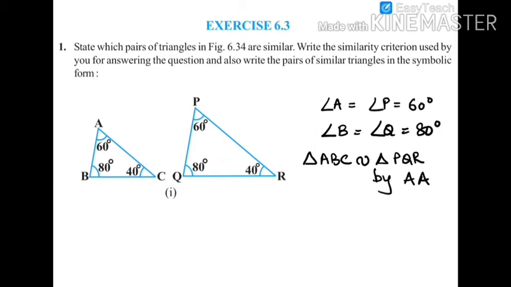Remember to write the correct order of similarity. A corresponds to P, B corresponds to Q and C corresponds to R. So when we write in the symbolic form the similarity for these two triangles, it has to follow this order.